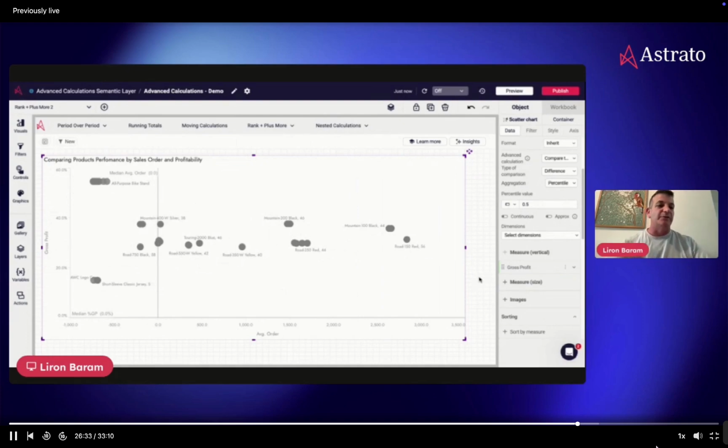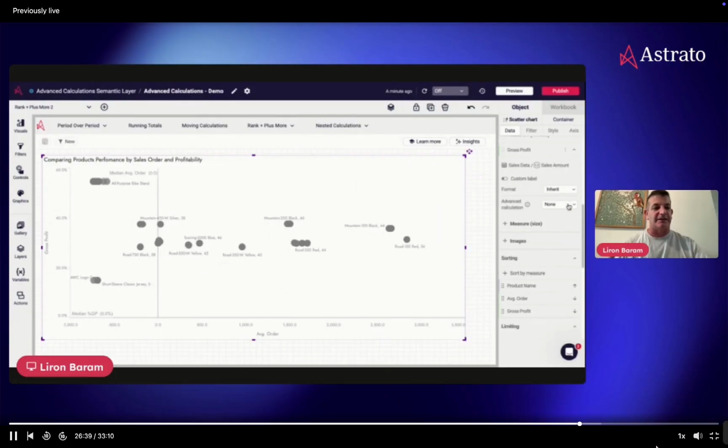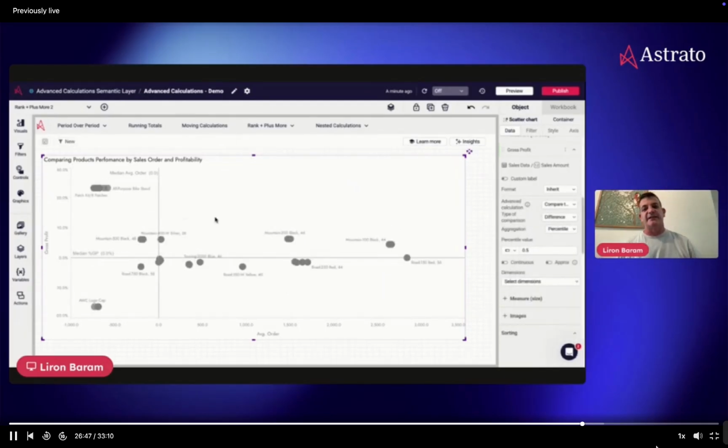Now, we do want to do it also for the gross profit, so then we can split our products into the 4 quartiles. So let's also compare it to total. And now what I get is this area. Those are products whose average value is above the median product and also their gross profit. And on the other end, those products are both low performing on average order value and on gross profit.